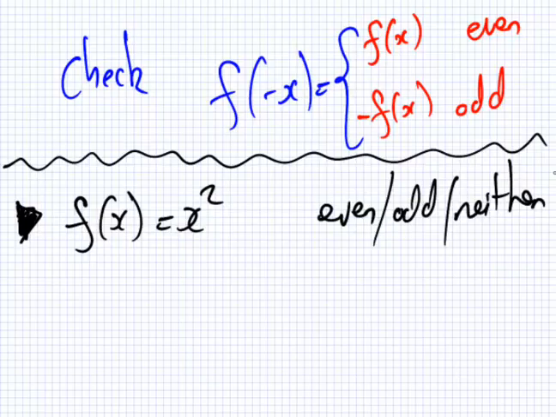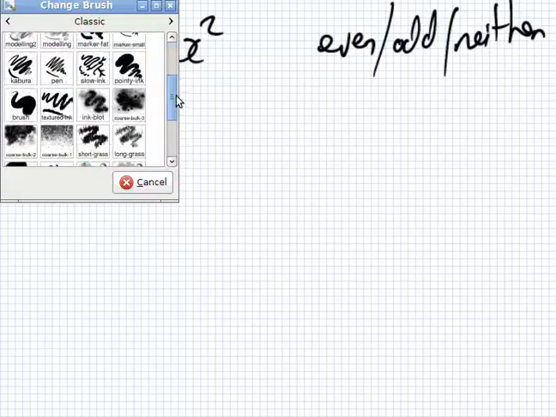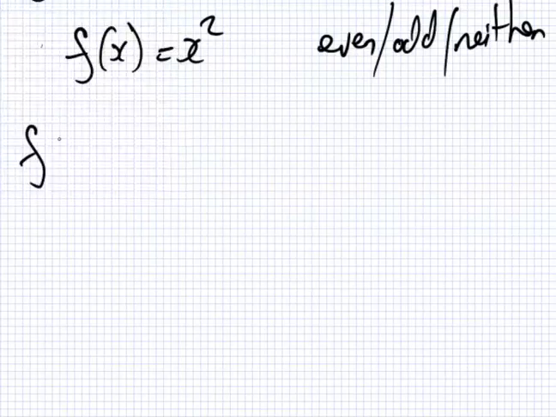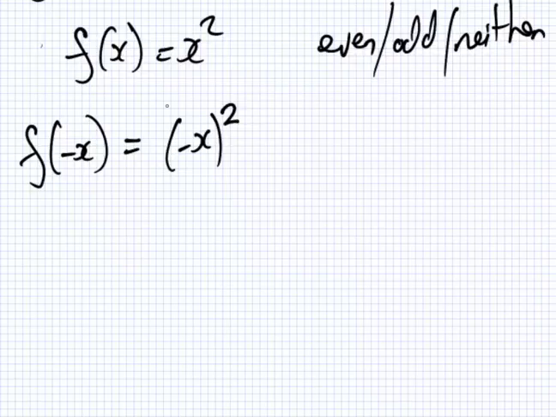Any other functions? What about sine x? What do you think? Even or odd? Picture the graph. It is odd, because it has that kind of cubic shape at the center. Whereas cos x is even, and this one is maybe easier to see. Look how it's a mirror image here. So cos x is an even function, sine x is an odd function.